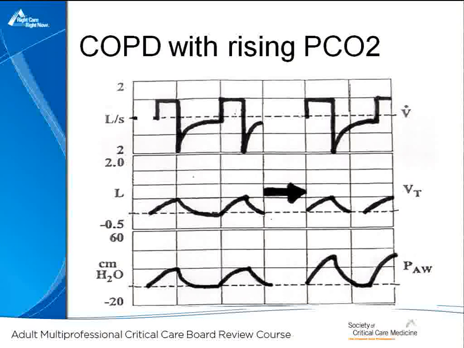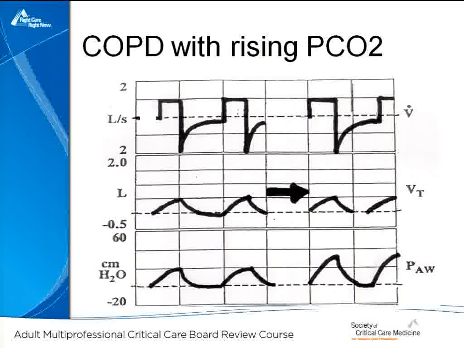So we've got a lady with COPD, and her PCO2 is rising on the ventilator, and she is in volume assist control. Here's the flow, here's the volume, here's the pressure. And as you can see, what's happened is her airway pressures have gone up quite dramatically. So what do we want to do with this?